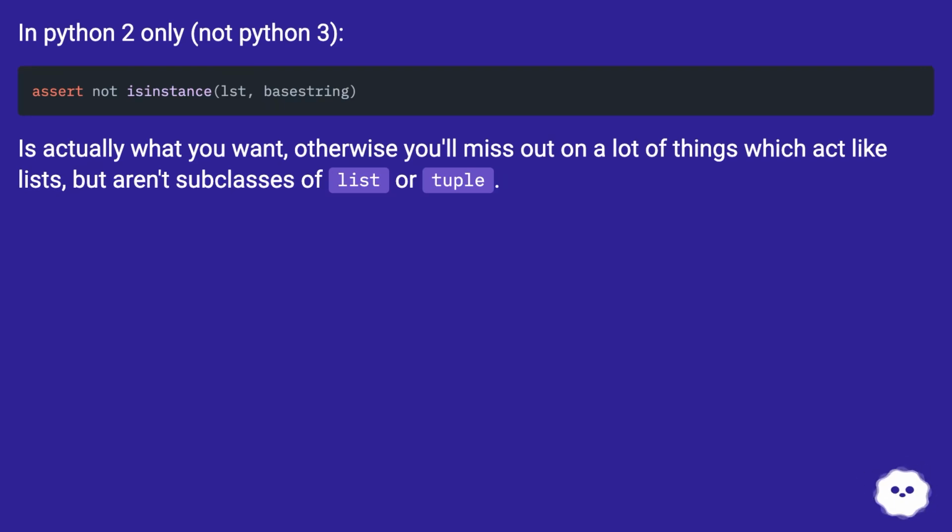In Python 2 only, not Python 3. isinstance(x, basestring) is actually what you want, otherwise you'll miss out on a lot of things which act like lists, but aren't subclasses of list or tuple.